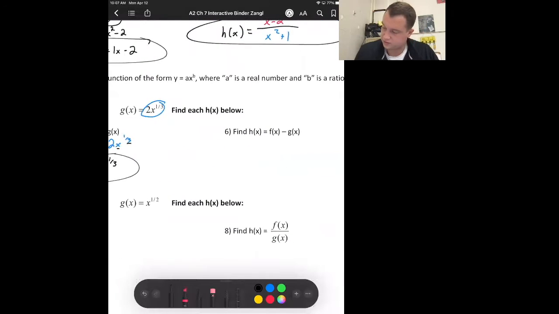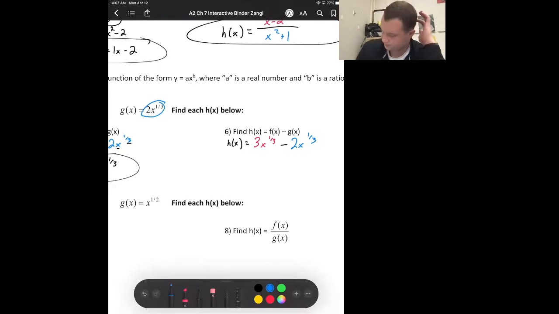Let's take a look at our next one. Same process here, except the only difference is it's subtraction. So I'm going to have h of x is equal to my f of x, which is 3x to the 1/3 power, and then it's subtracted by 2x to the 1/3 power.